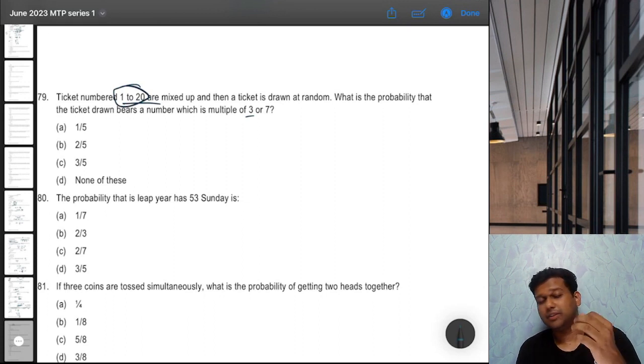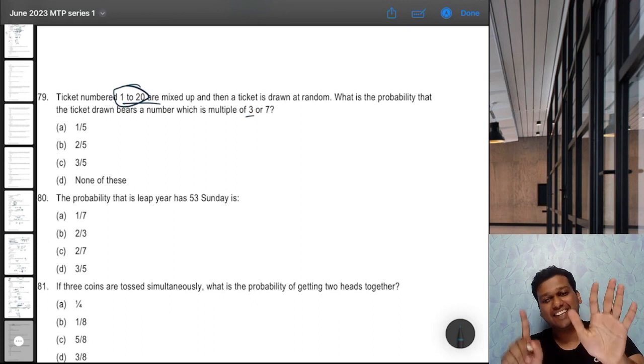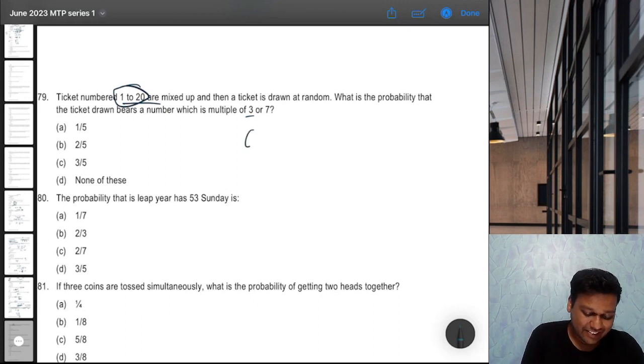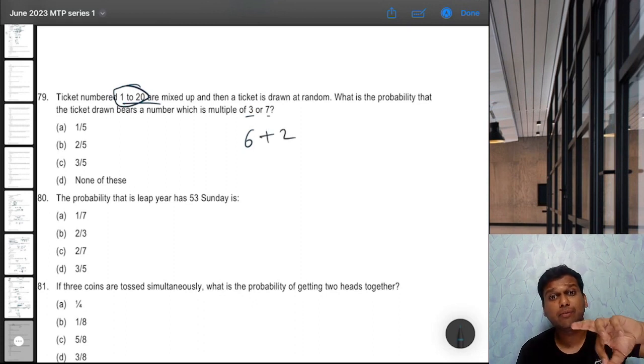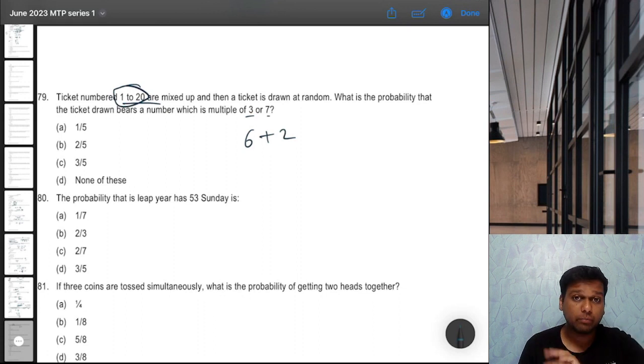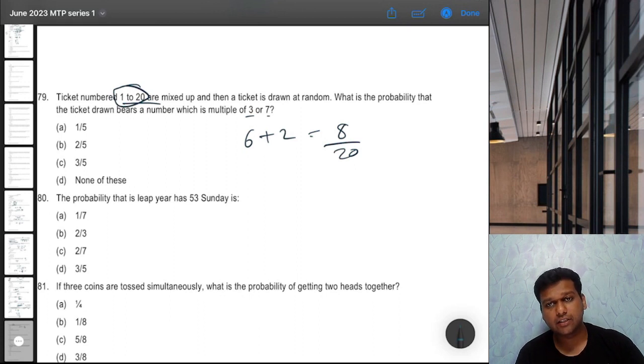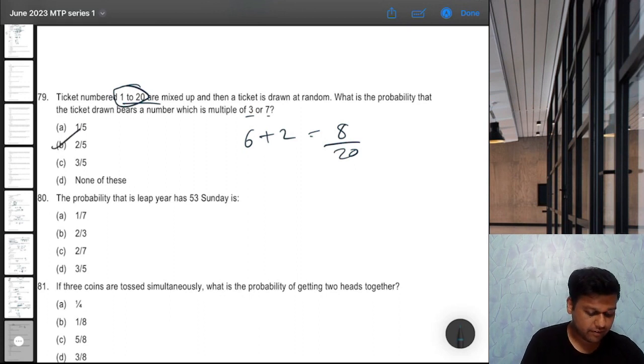3, 6, 9, 12. Then 3 into 6 is 18, right? So there are 6 numbers in total. So 6 numbers. How many numbers are divisible by 7? 7 and 14, 2 numbers. Are there any numbers which are divisible by 3 and 7 both? No, because 3 into 7 is 21, which is outside 20. So there are 8 numbers out of 20. So 8 by 20 is the correct answer, which is 4 by 10 or 2 by 5, option B.